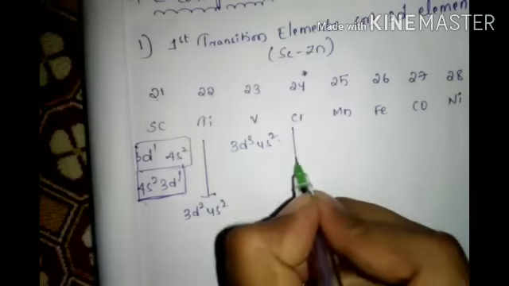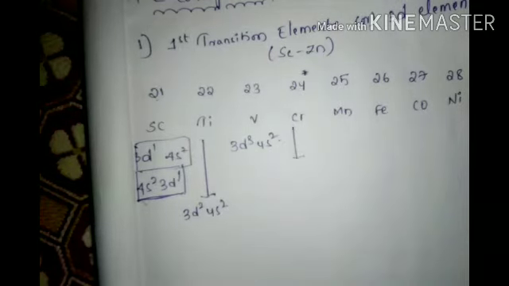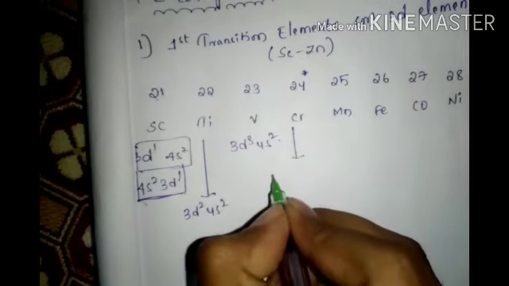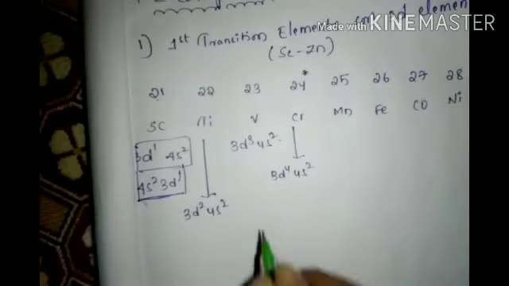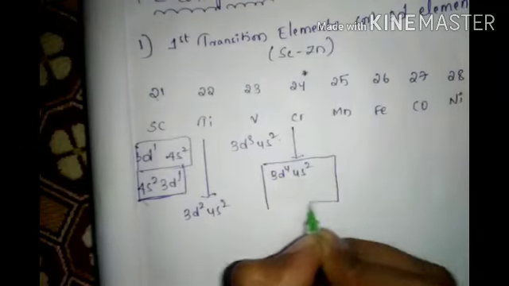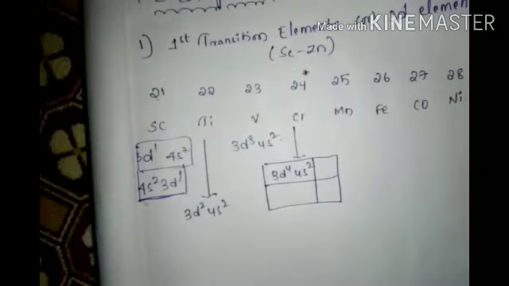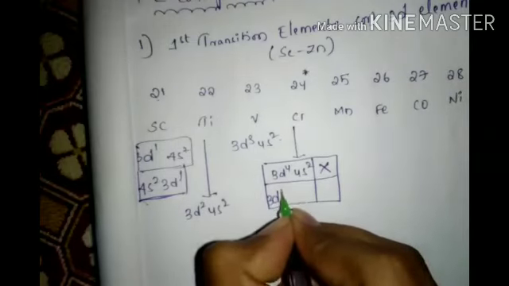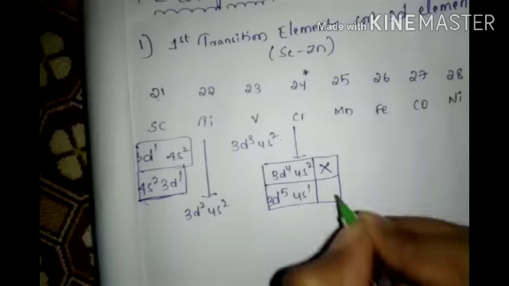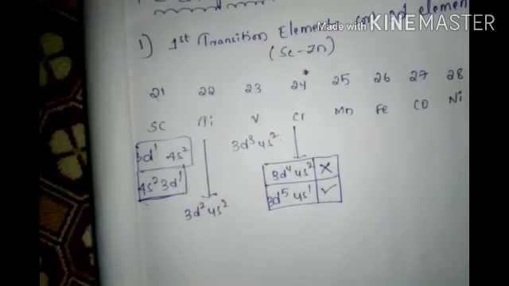Next, chromium only has a star symbol, that's why we have to make a little change. Look at it. The actual one should be 3d4 4s2. It should come like this, but this is not what happens. Actually one electron will come from the 4s to the 3d. It is 3d5 4s1. This is the correct one. Why? Look at once.